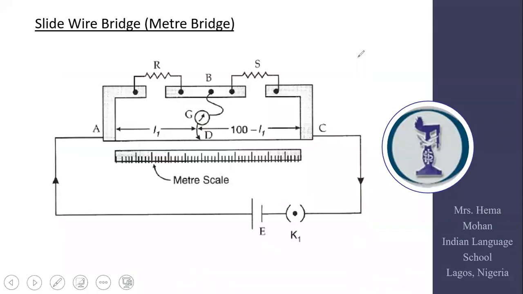So this is going to be your circuit diagram basically. So what we are going to try and do is to slide the wire for a particular value in your resistance box in order to obtain zero deflection in the galvanometer.